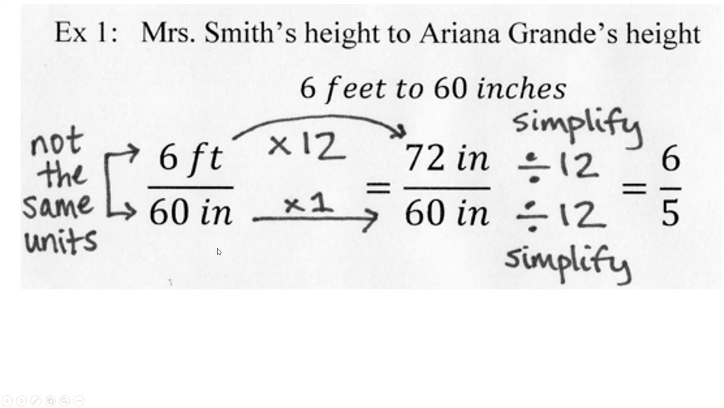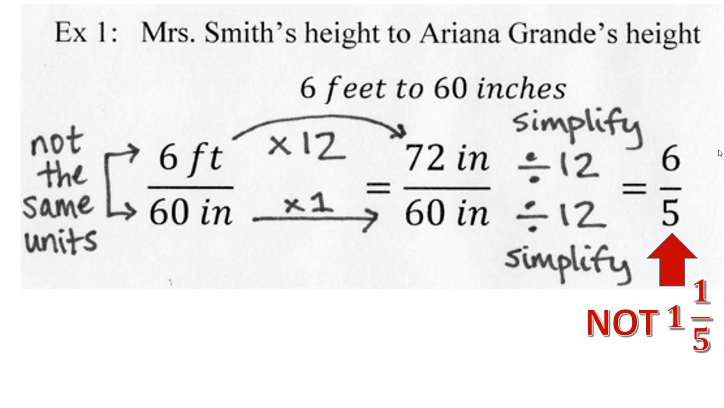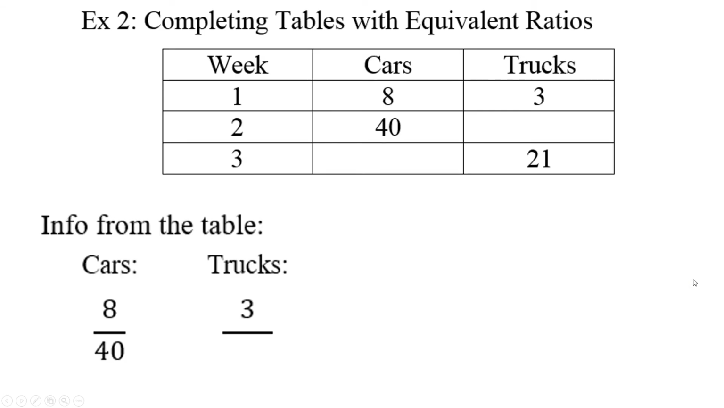So if we have a comparison here, which is distance, or height in this case, they have to be the same units, and they start off not the same units, they become the same units, and we are left here, and you leave it improper. Do not change it to a mixed number because it is a ratio comparing two values. So not 1 1/5, because what would that even mean? Is my height 1 and Ariana Grande's height 1/5? No. So that wouldn't make sense.